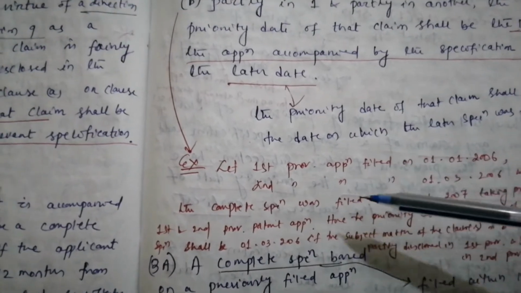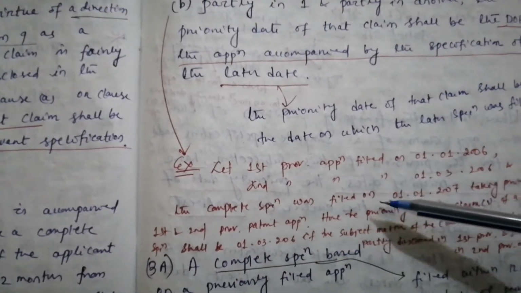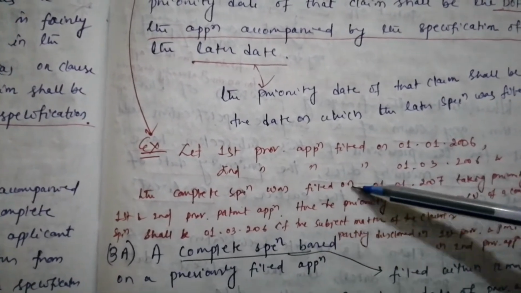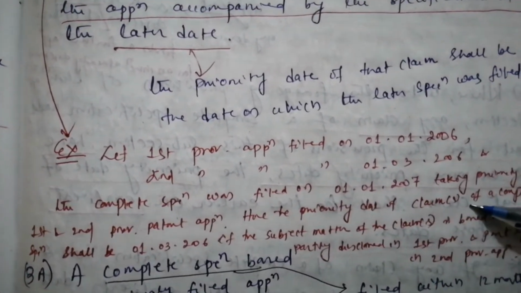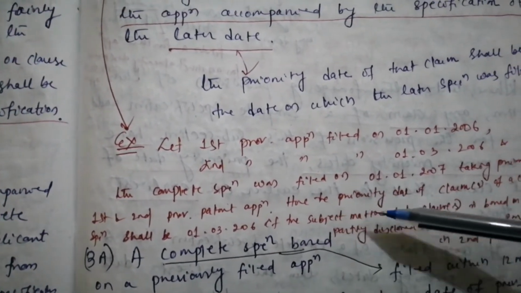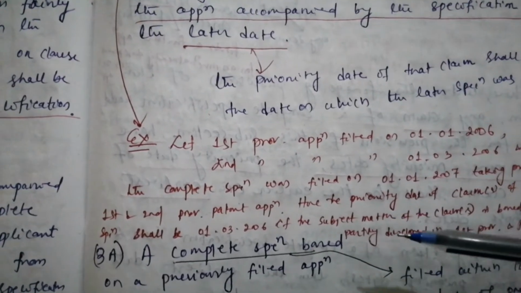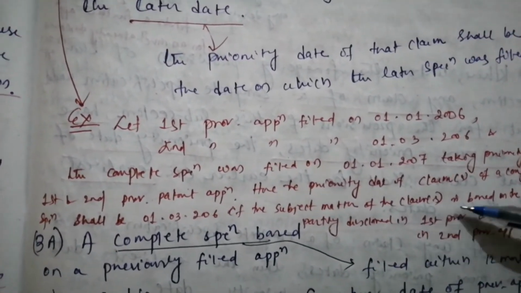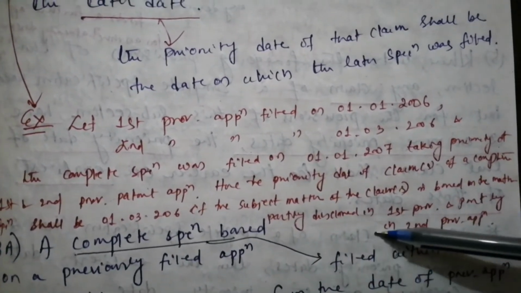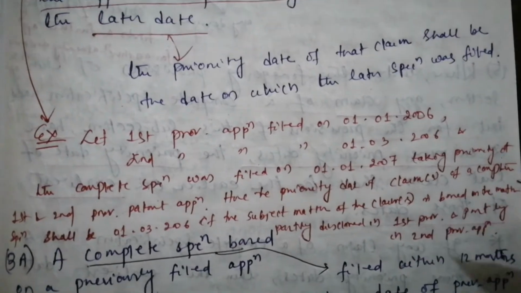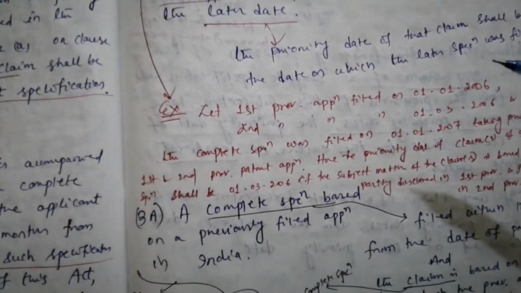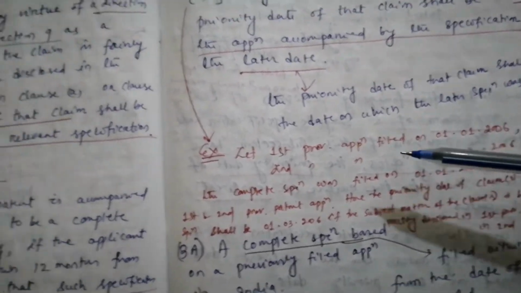That means this complete specification was filed by considering both the first and second provisional applications. Here the priority date of the claim or claims of a complete specification shall be 1st March 2006 if the subject matter of the claim or claims is based on the matter partly disclosed in the first provisional application and partly disclosed in the second provisional application. Fine. Now I think it is clear.